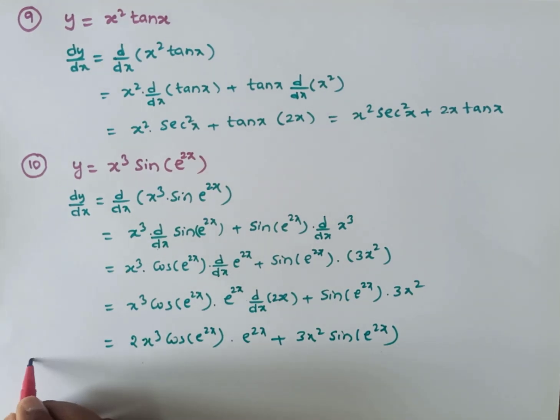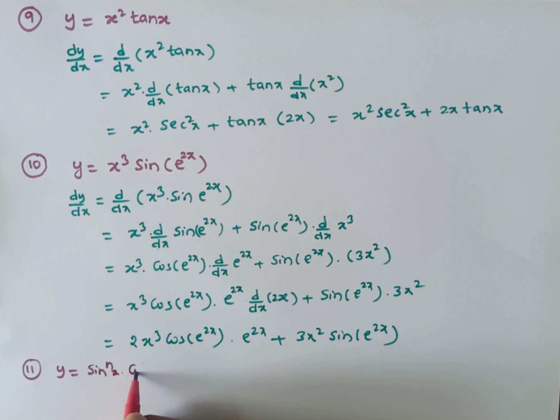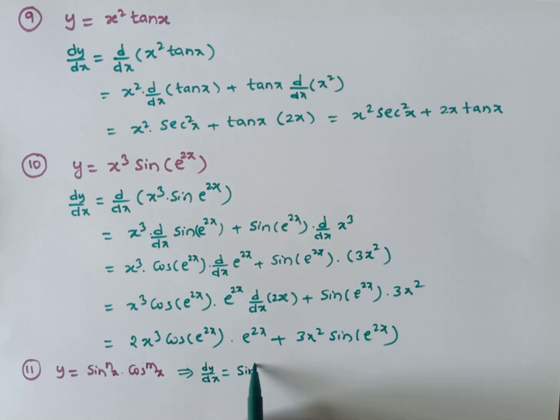So the last example: if the problem is like this, sin to the power of nx into cos to the power of mx, where n and m are some positive integers, this contains a product and a power, so it is a chain. So apply the uv rule first. You know how to apply the uv rule. dy by dx is equal to sin to the power of nx as it is, into the derivative of cos power m. So it is m into cos to the power of m minus 1 x into the derivative of cos x, which is minus sin x. I am doing it directly; you can do it step by step later.